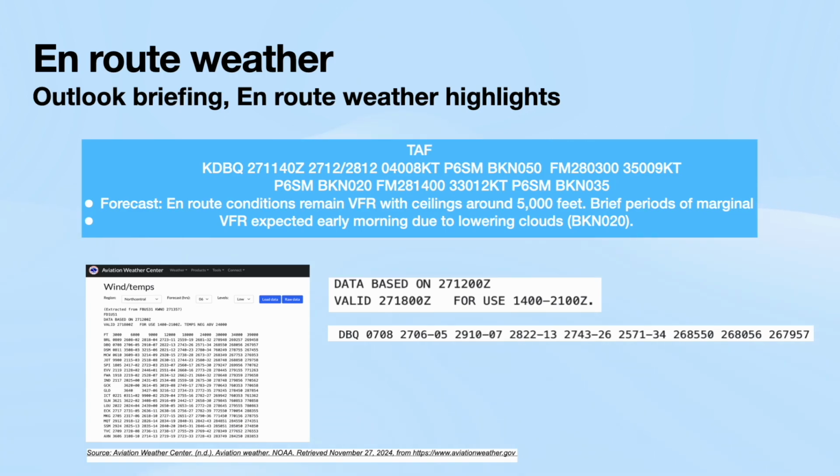Below the tab, I put the winds and temperature chart. The data is based on 271200 Zulu, and it is for use for departure 1400 Zulu to 2100 Zulu. For the wind station Kilo Delta Bravo Quebec, it's reporting at 6,000 feet winds 270 at 06 knots, and the temperature is -5 degrees Celsius. Along the altitude, I do not see any temperature inversion, and I can see the wind is pretty calm.